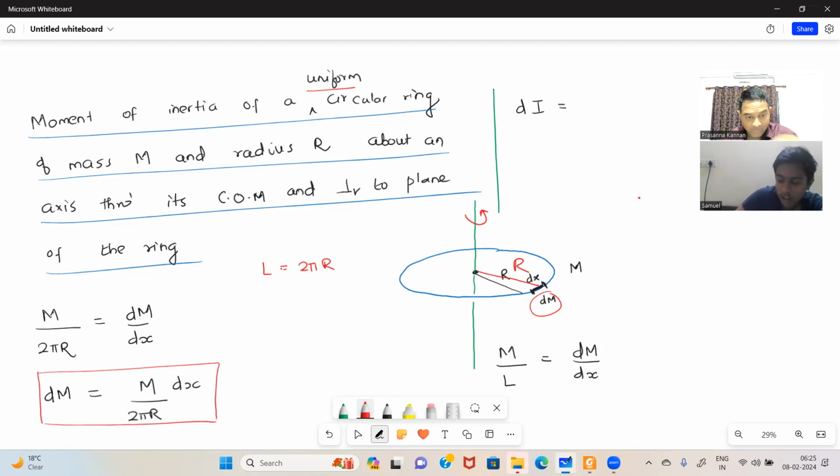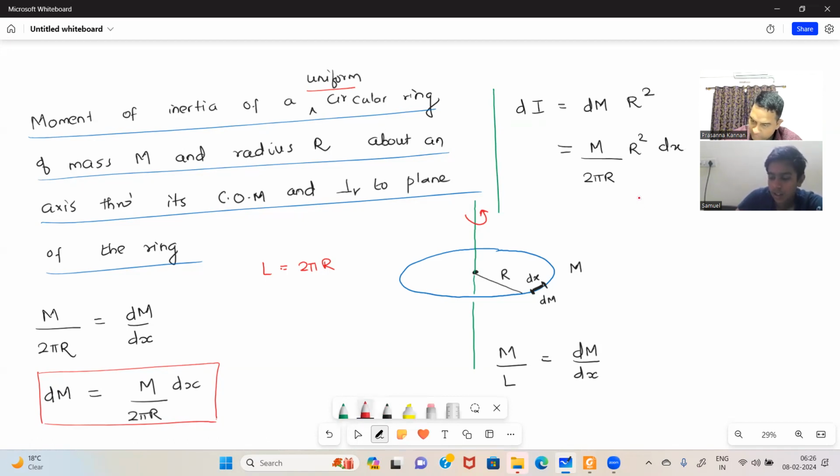Yes or no, Samuel? Where did r omega come in? Out of the blue? So it is dm into r squared. And what is dm? We have got it here, right? M by 2 pi r dx. So m by 2 pi r dx into r squared. Got it.